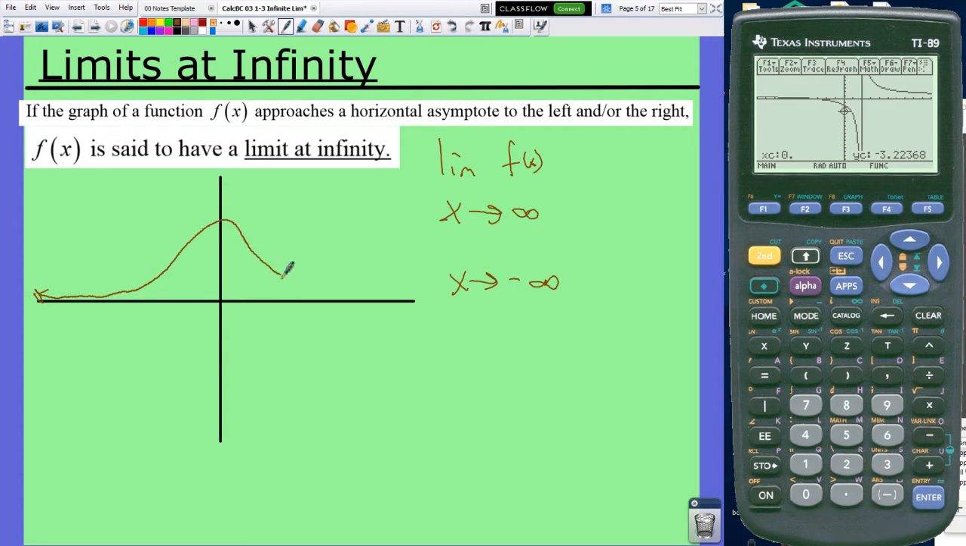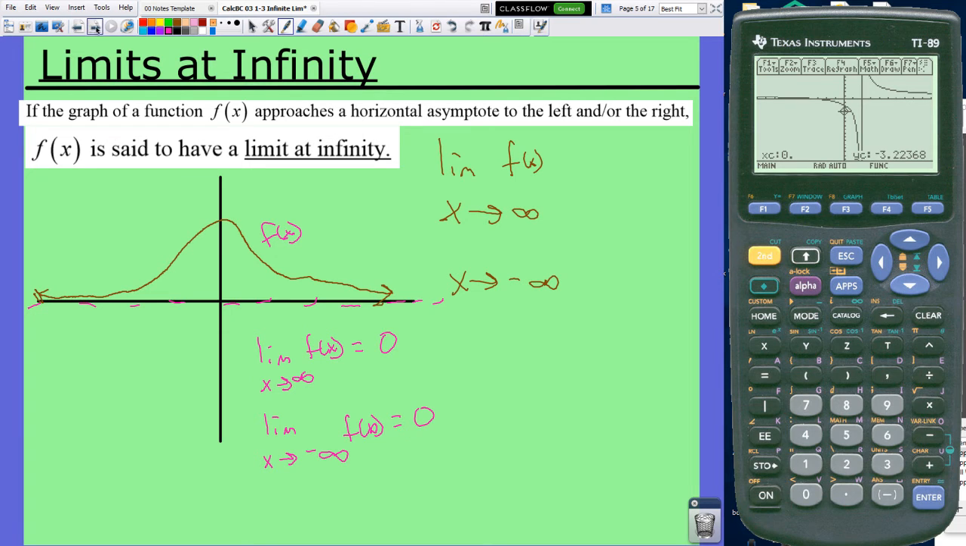You might see a function like this, and I forgot what that's called. But basically, as you go to the left and right, it's approaching a horizontal asymptote on the left and right side. So if this is my function f of x, I would say the limit as x goes to infinity of f of x is going to be 0. I could also say the limit as x goes to negative infinity of f of x is also 0. So sometimes your graphs approach a number.